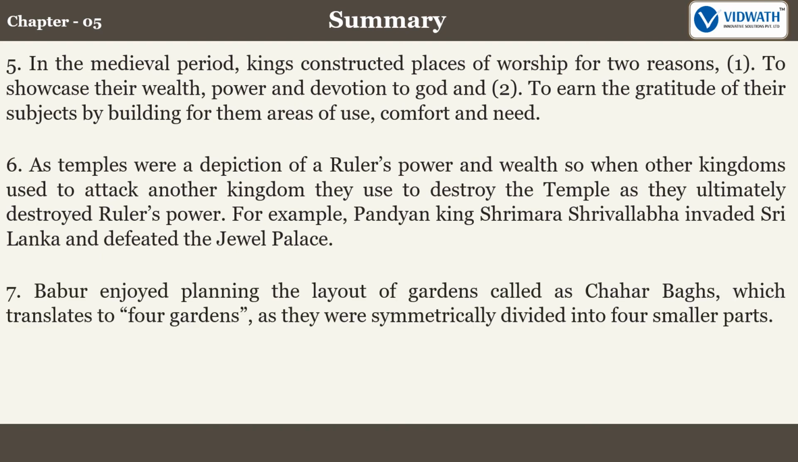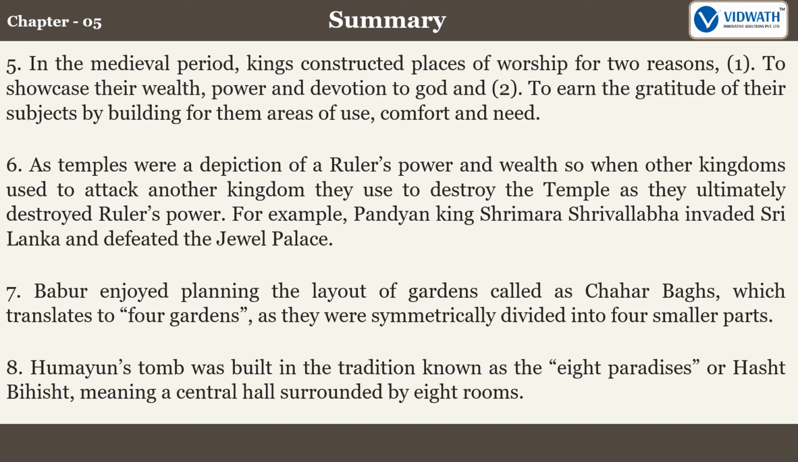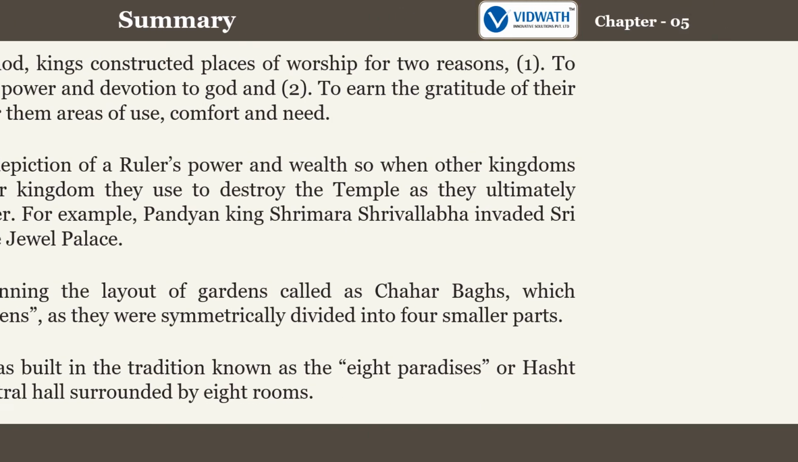Point number 7. Babur enjoyed planning the layout of gardens called Chahar Baghs, which translates to four gardens, as they were symmetrically divided into four smaller parts. Point number 8. Humayun's tomb was built in the tradition known as the Eight Paradises or Hasht Bihisht, meaning a central hall surrounded by eight rooms.